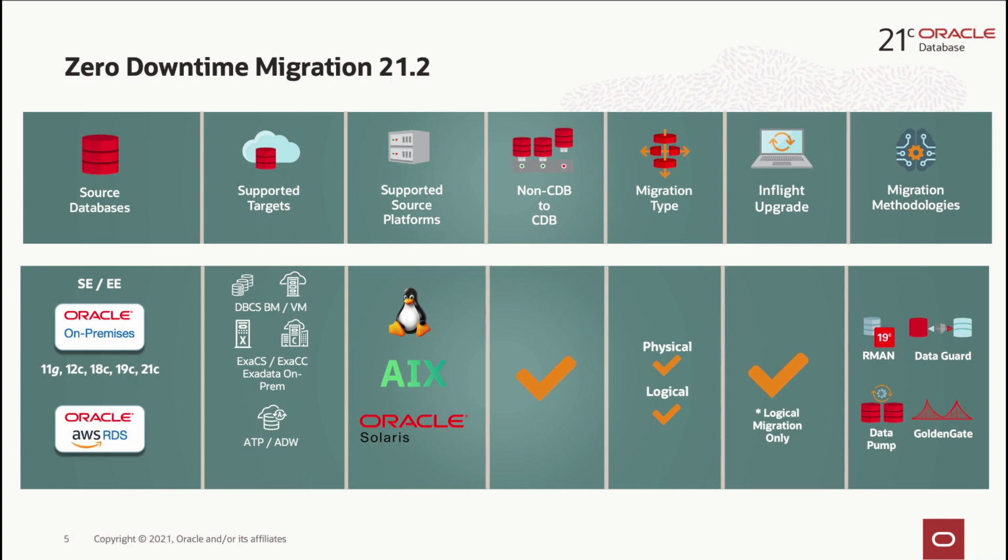Also, we use different migration methodologies. For physical migration, we use RMAN, the Recovery Manager, and we use Data Guard. For logical migration, we use Data Pump and Golden Gate. So today, in my example and our walkthrough of a step-by-step way to achieve this migration and upgrade, I'm going to be explaining how we use Data Pump and Golden Gate.